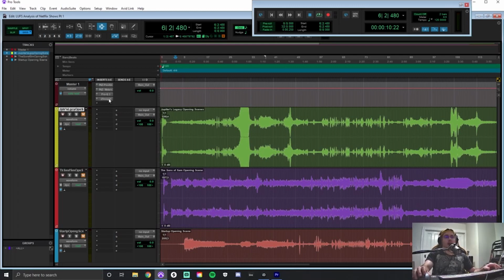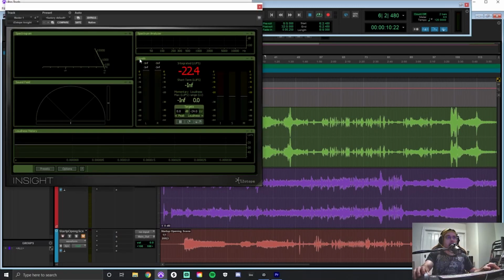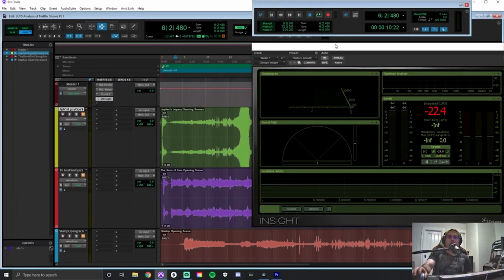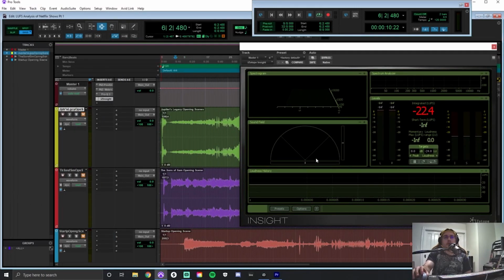We measure loudness using LUFS. This is a metering plugin called Insight by a company called Isotope. Very affordable. There's a lot of these metering plugins available out there. LUFS is basically an average perceived loudness form of measurement. We use a negative number to signify it.